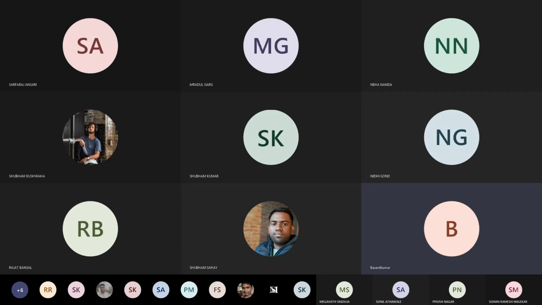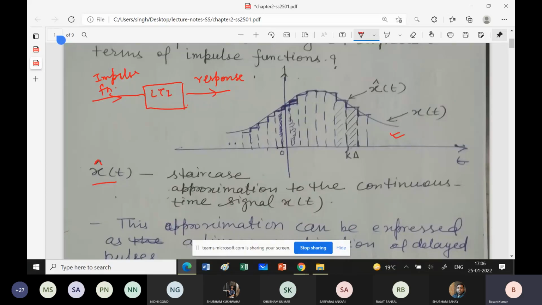It is nothing but an estimate, meaning an approximation. So this is nothing but a staircase approximation of the continuous time signal x(t). Now what you can observe is that the signal can be broken into these rectangular strips, and these rectangular strips can be approximated as impulse functions that we have seen while defining an impulse function.